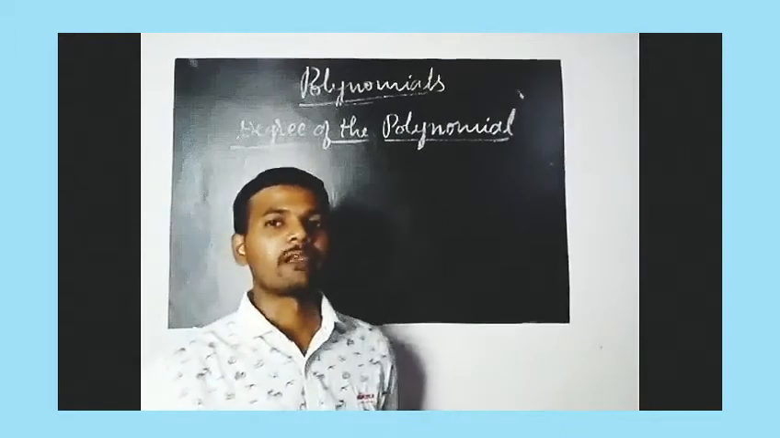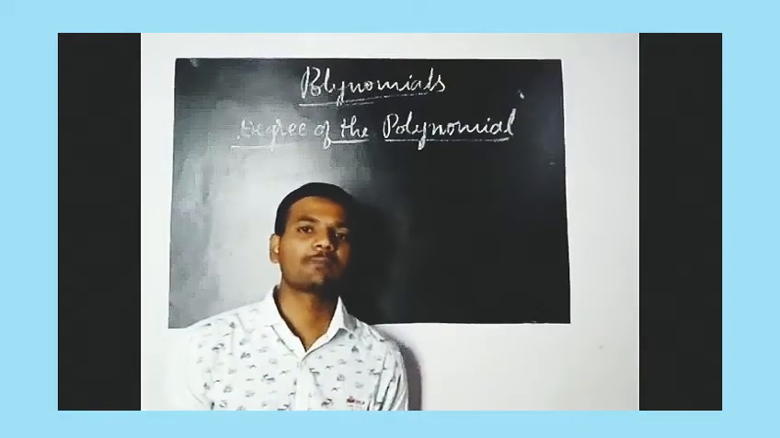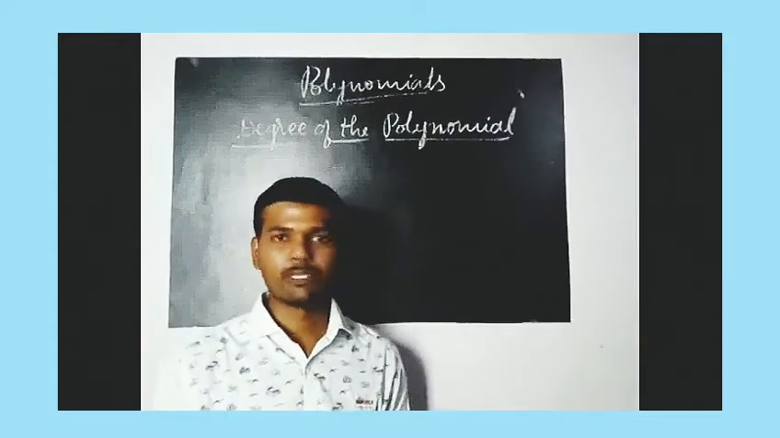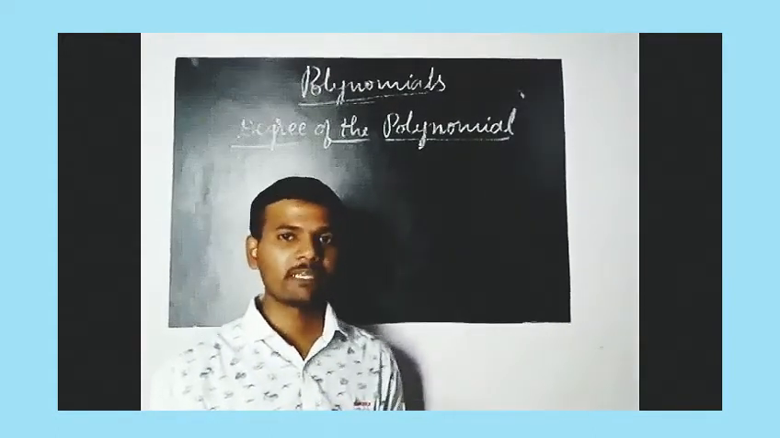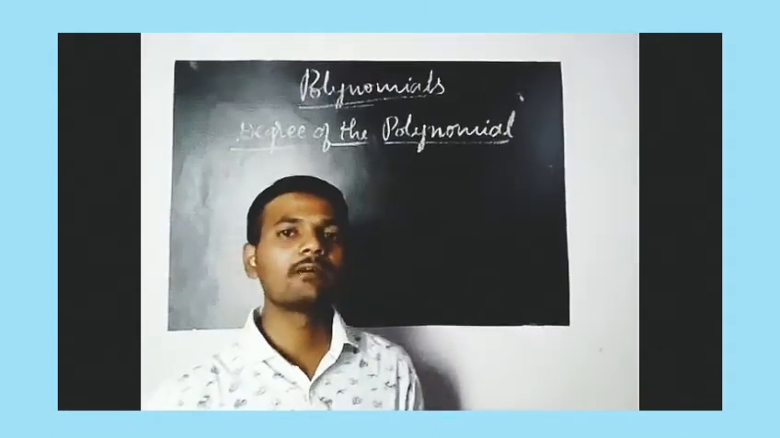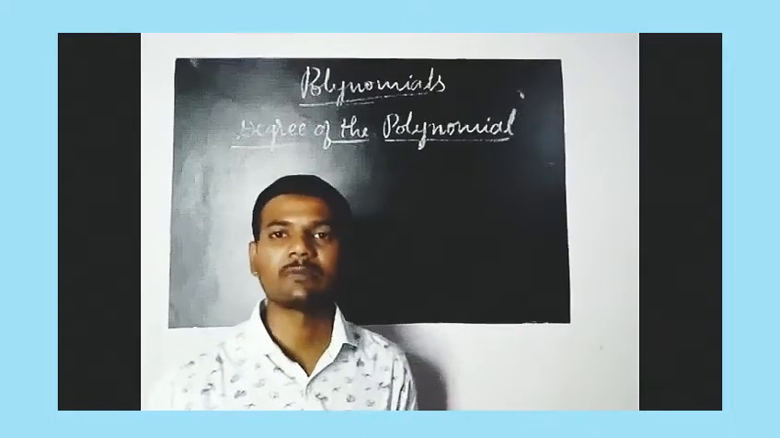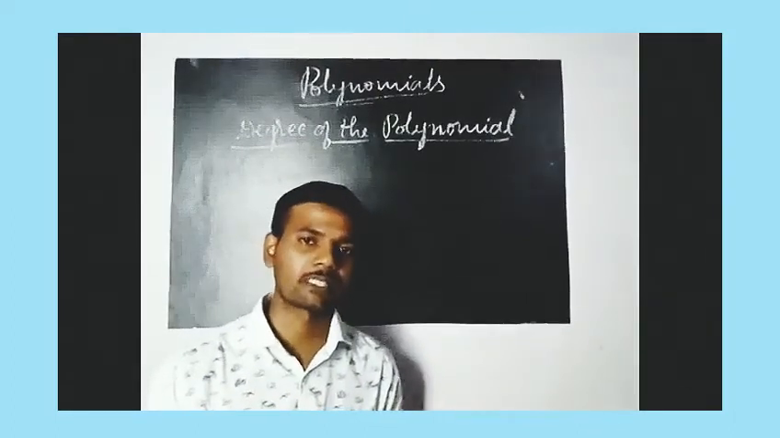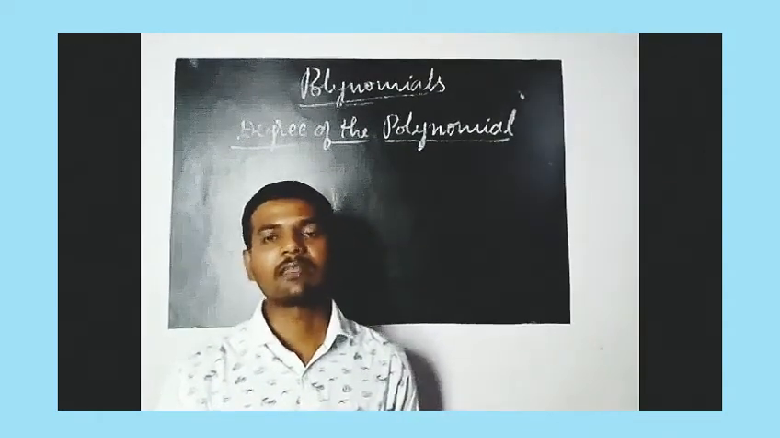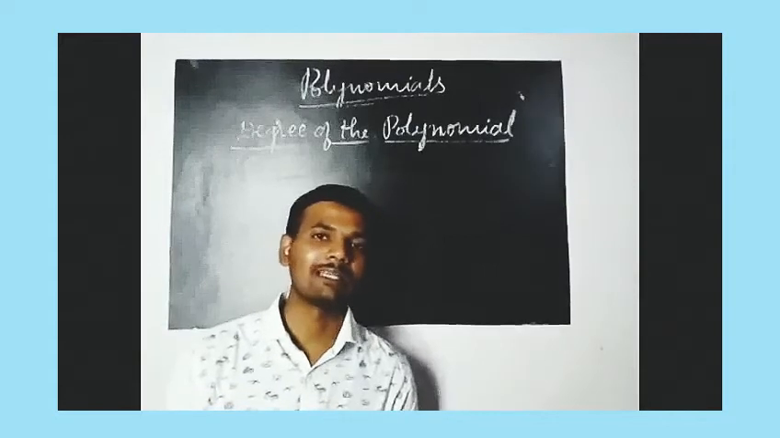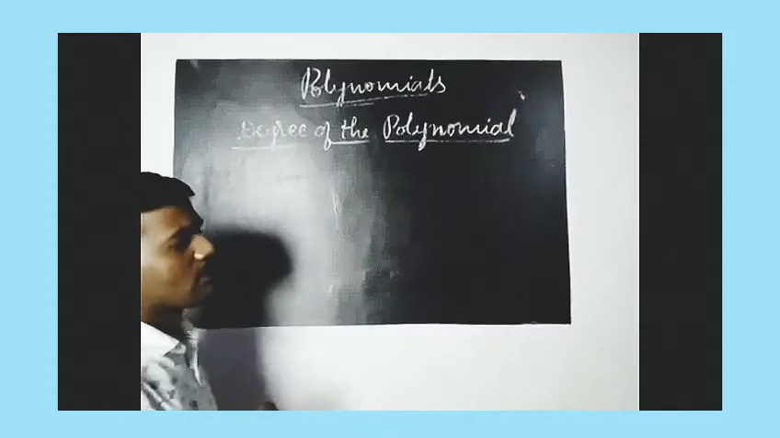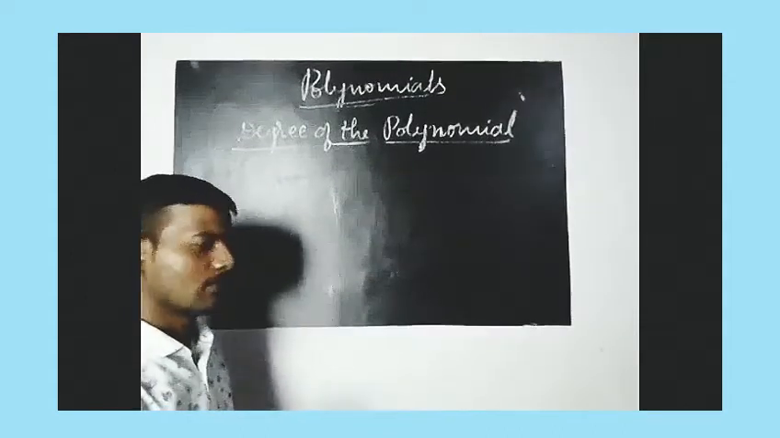The degree of a polynomial means the highest power of the term in a given polynomial. Here we consider only the exponents of the variables, not the exponents of the constants. The highest power of the term in a polynomial is known as the degree of the polynomial. Let me show examples of how to find the degree of a polynomial.